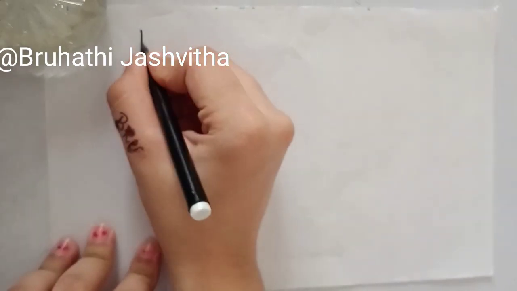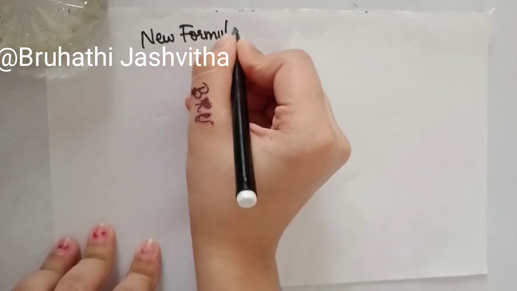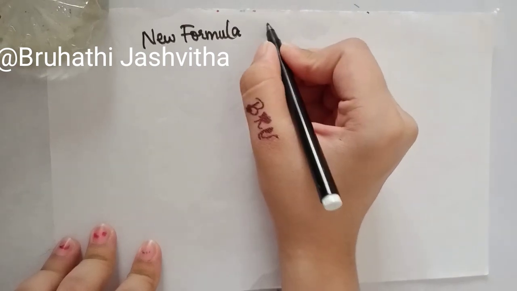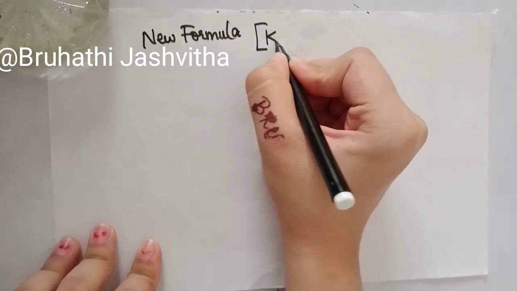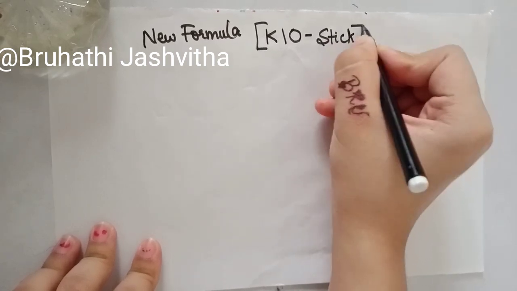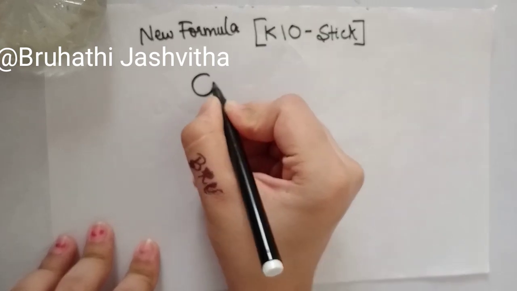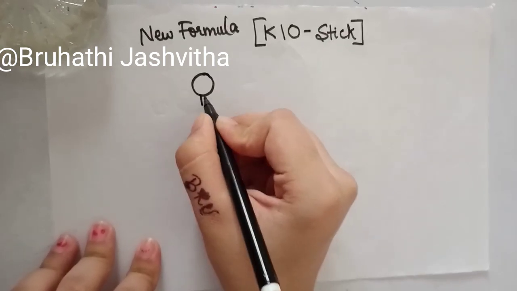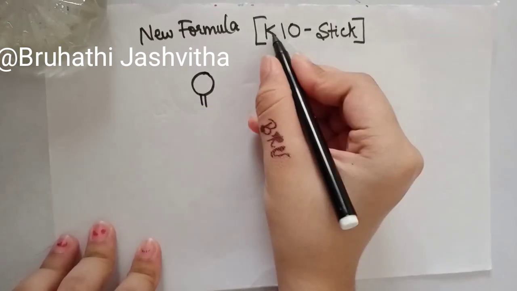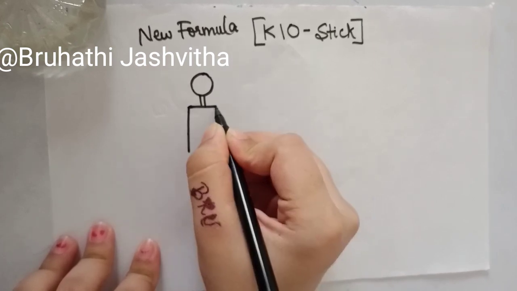Now I am going to tell you the new formula to make a Warli figure in side face. The formula is K, I, O and a stick. Now, using the formula, we will draw the side-faced Warli figure. Draw a circle, then use I to make the neck, then use K to make the side-facing Warli figure.